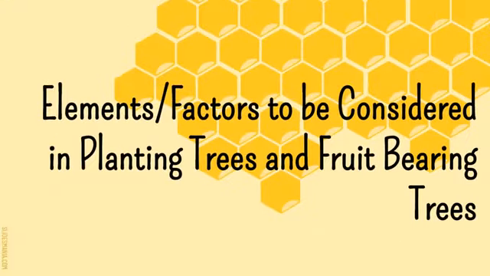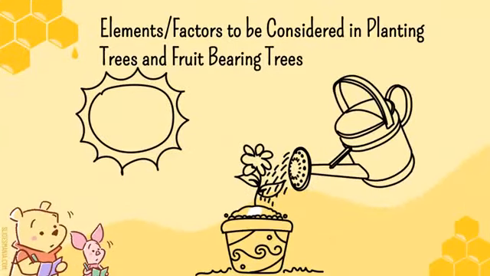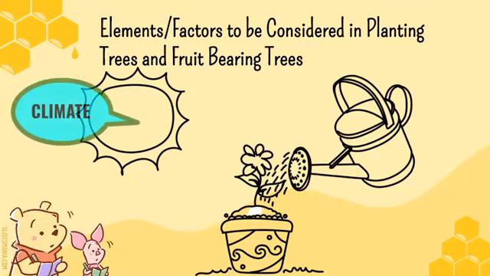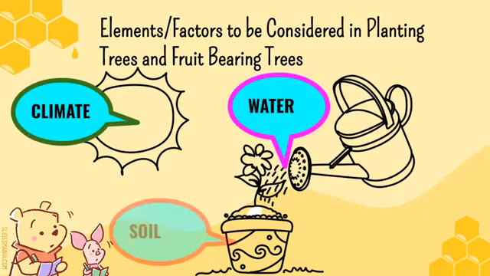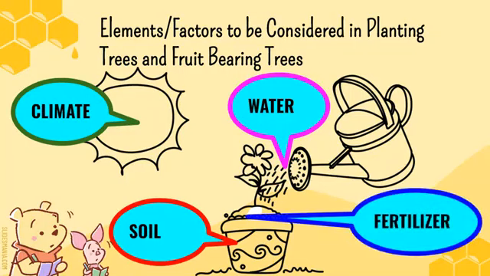The elements or factors to be considered in planting trees and fruit-bearing trees. One factor to be considered is climate. The second one is water. We also consider soil, and lastly, the fertilizer. In this activity, we will go through the different meanings and factors to be considered in planting trees and fruit-bearing trees.